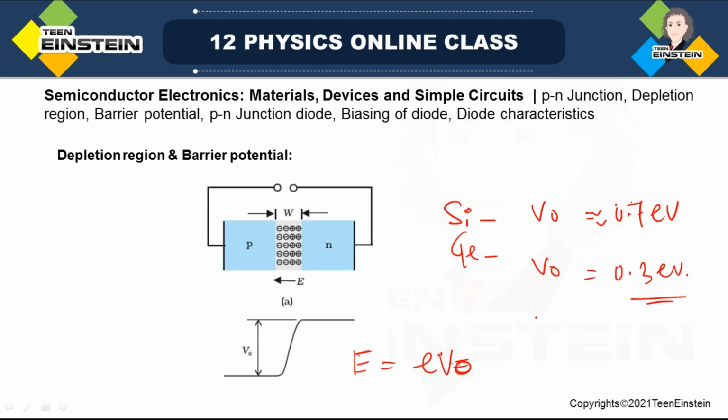Okay, so this is about barrier potential and depletion region. This depletion region has a certain width, and that width is of the order of micrometers. That's why the potential difference is very large, even though there will be a very small amount of electric field developed across them. Now this depletion region has a thickness, and there will be a question in your exam on which factors the width of the depletion region depends.